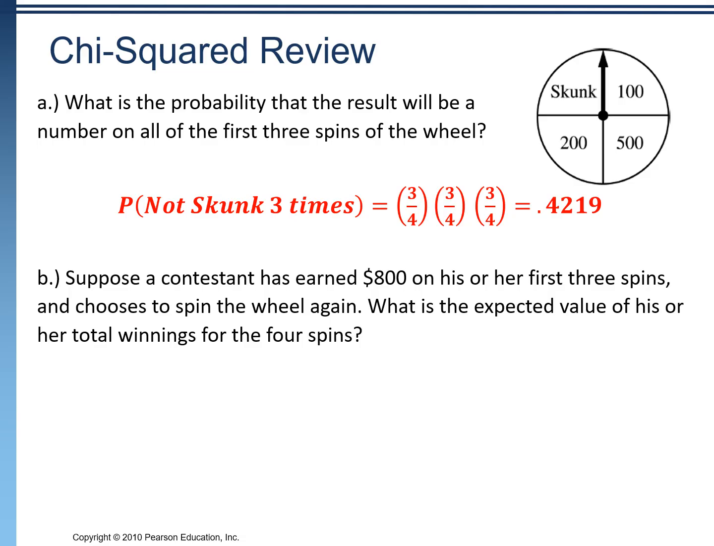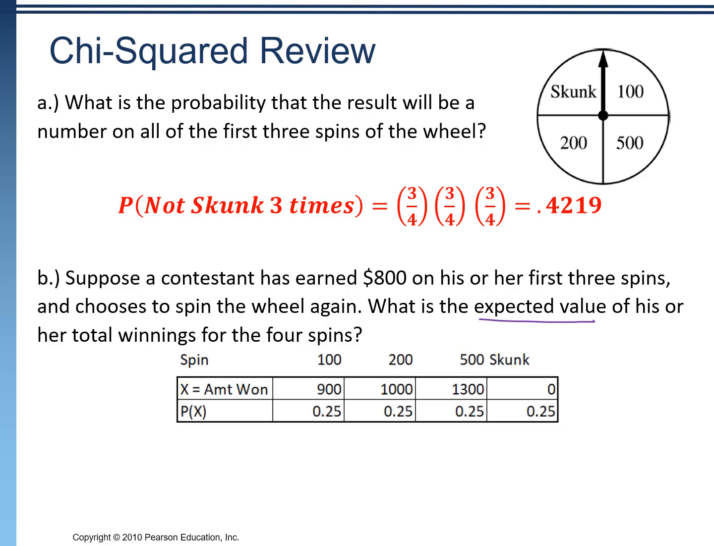Part B, suppose a contestant has earned $800 on his or her first 3 spins. They choose to spin the wheel again. What's the expected value, or the mean, of his or her total winnings for the 4 spins? So for this problem, we would want to make a probability distribution. Up top here, I have the result of their upcoming 4th spin. They could get 100, 200, 500, or they could end up with a skunk here.